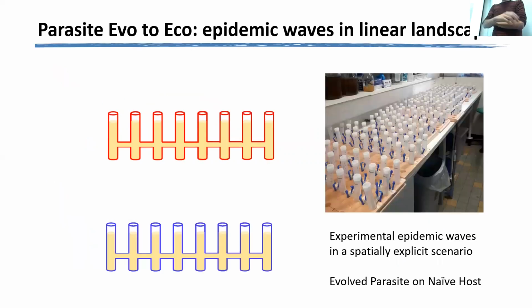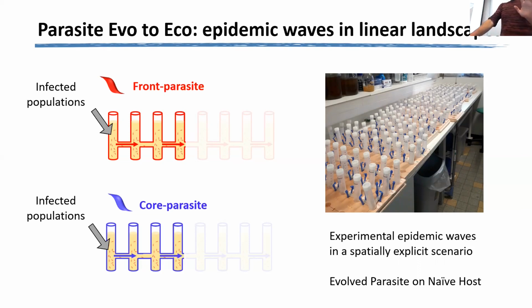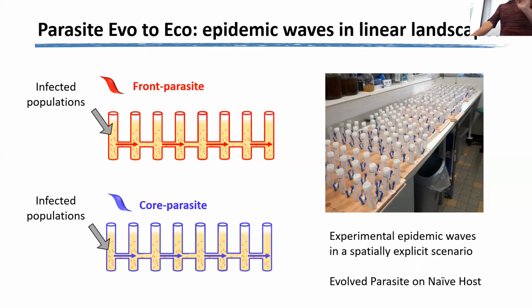we went to the next level and we built a linear landscape. This is how it looks in the lab. A system really of interconnected tubes, not just a two-patch system, but several tubes connected in order to simulate epidemics. So we have evolved parasite, we extract that, and we infect a naive population again, and we put it in the first tube. And then we slowly opened the connections and kept track of when the parasite was arriving, how many infected individuals there were around, the density, how fast they were moving, and things like that.